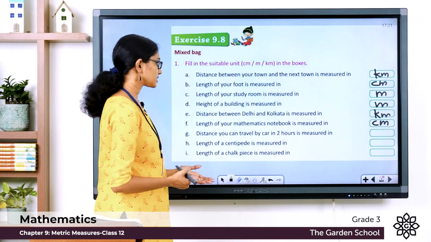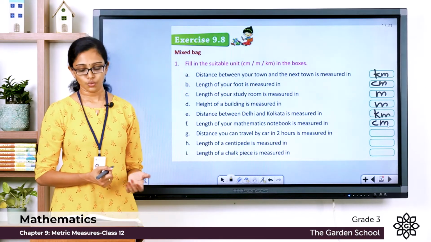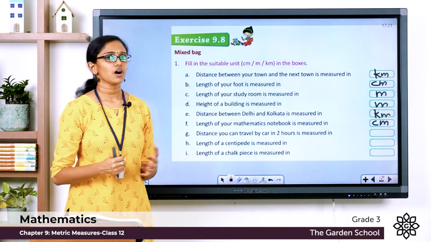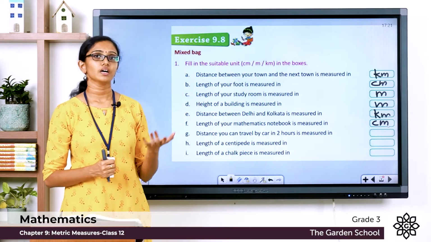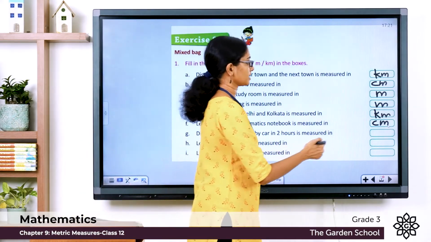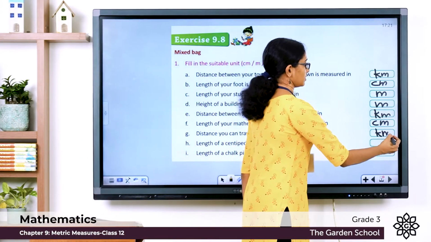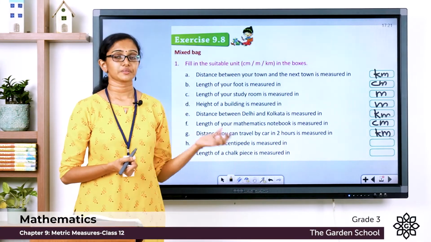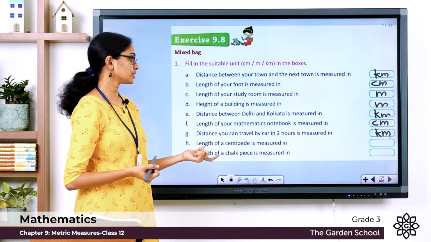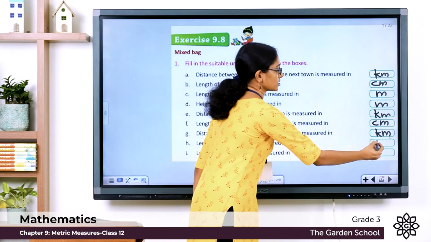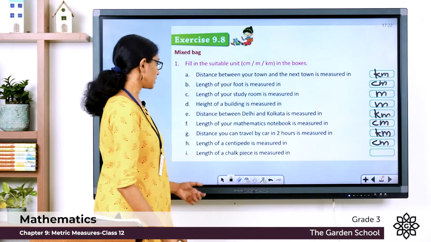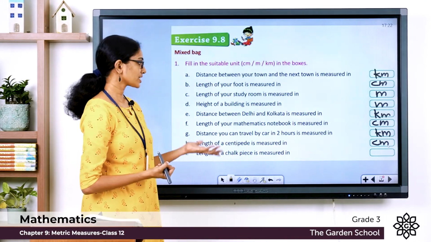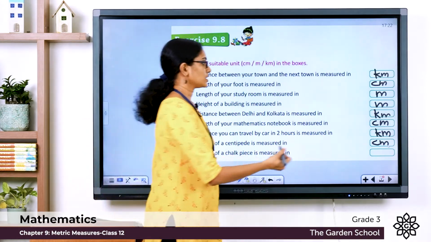Now the next one, distance you can travel by car in 2 hours is measured in. So the distance that can be covered in 2 hours is a long distance, right? So it can be measured in terms of kilometers. So let's write kilometer here. Now the next one, length of a centipede is measured in. Is it measured in meters? No. Kilometers? No. So the possible choice is centimeters. Now the next one, length of a chalk piece is measured in. You know how long a chalk piece is? So it can be measured in terms of centimeters. So let's write centimeter here.